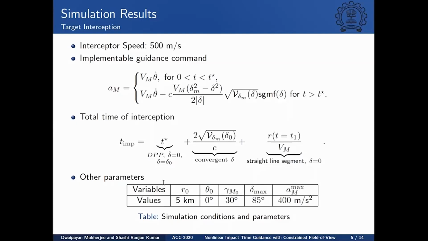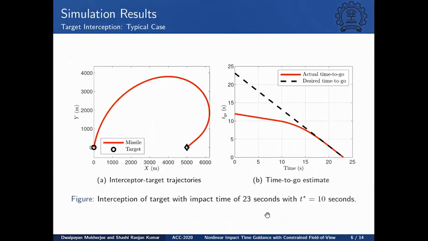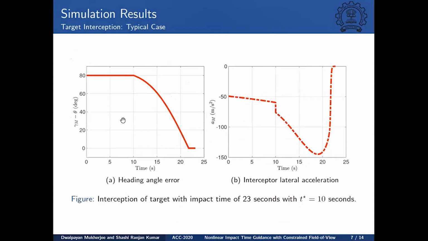So in the course of the next few simulations, we'll highlight these points as we go on. So this is a typical case where the desired impact time is 23 seconds and you've chosen a T star of 10 seconds. And you can see we have respected those constraints on the parameter space, eventually leading to zero deviation angle and zero terminal lateral acceleration.